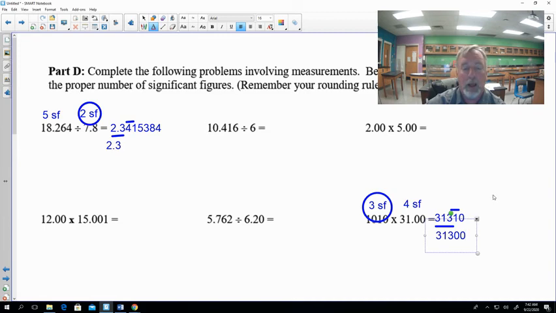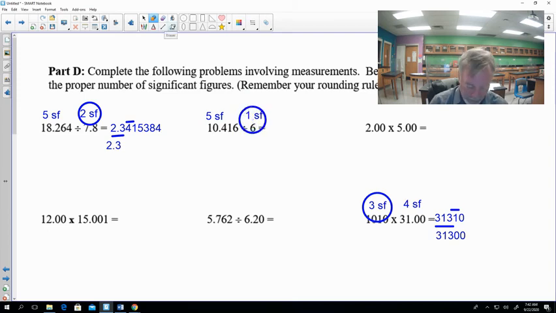Okay, let's see if I can find another one. Let's do this one here. How many sig figs do we have here? We have 5. Right? 5 sig figs. How many sig figs do we have here? That's just 1 sig fig. How many is our answer allowed to have then? Just 1.